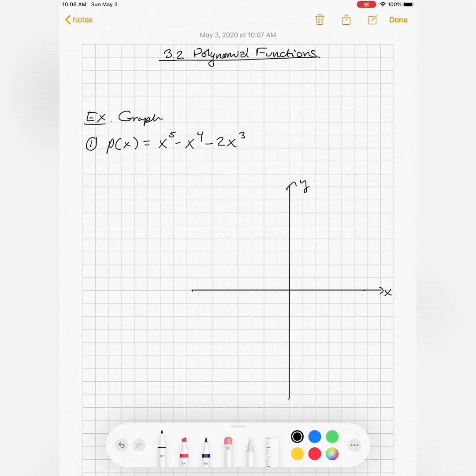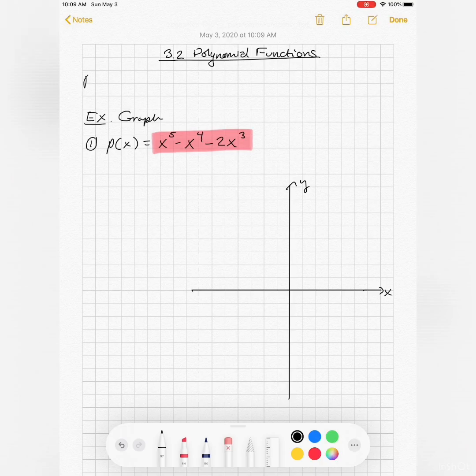3.2 is dedicated to the next family that we're going to consider, and that's the family of polynomial functions. So polynomials are kind of like nice, friendly functions. So if you look at the first example here, here's an example of what a polynomial equation might look like.